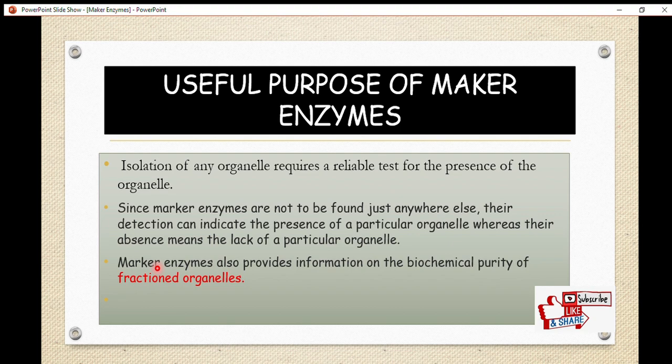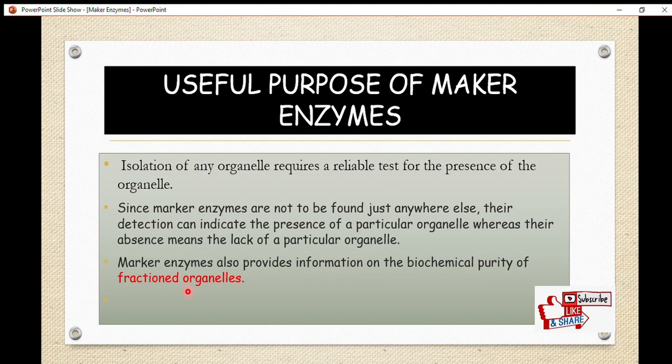Okay, so marker enzymes also provide information on the biochemical purity of fractioned organelles. So these fractioned organelles are the homogeneous that we talked of. Before you can get these fractioned organelles, you have to go through homogenization and cell fractionation. So the cell fractionation is what we got these fractioned organelles. So the pellets are the fractioned organelles. The pellets contain the organelles that are larger in size. So they settle at the bottom, all right, so that we can get these organelles from them.